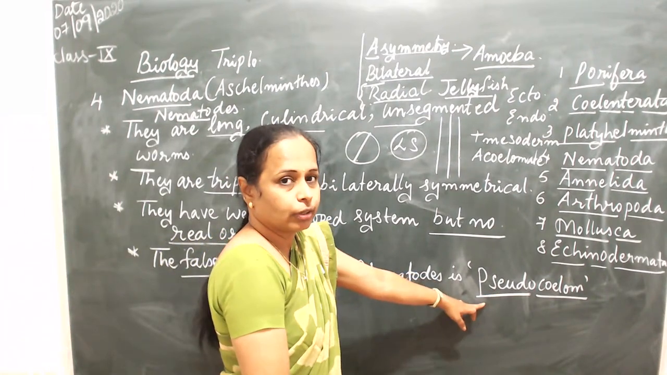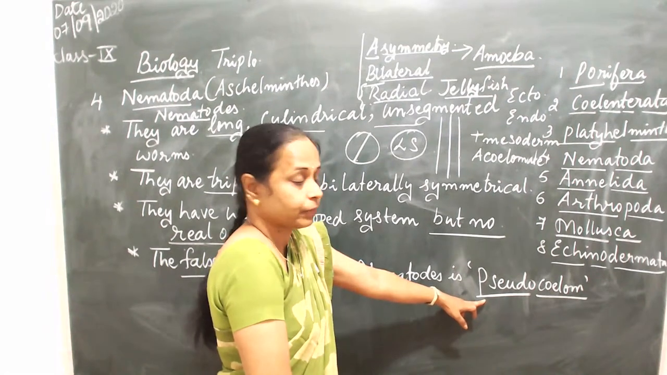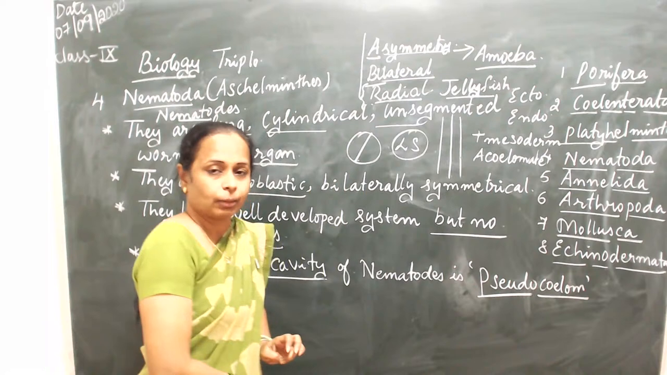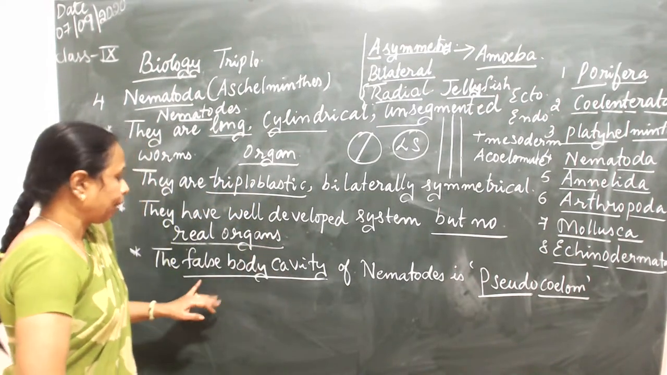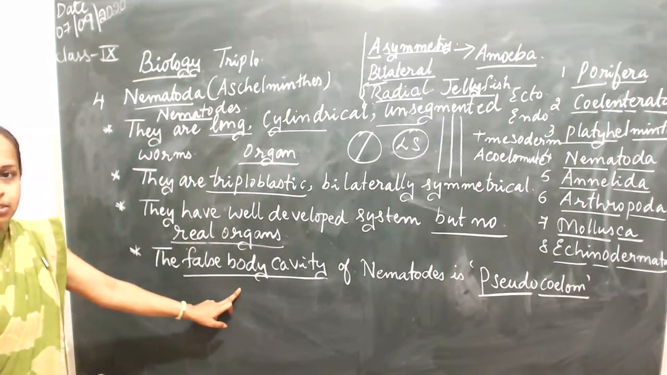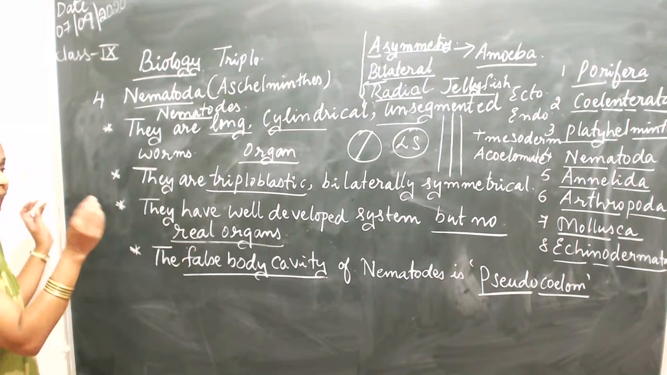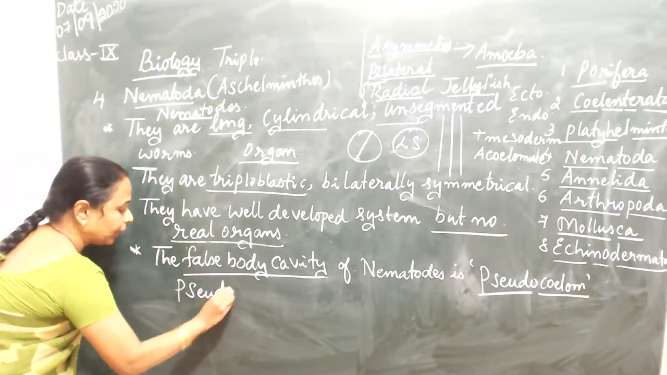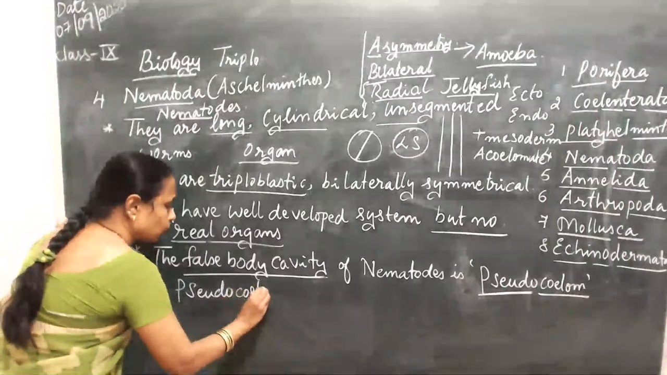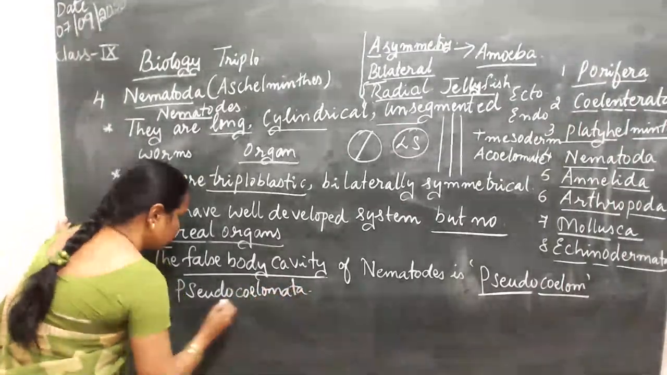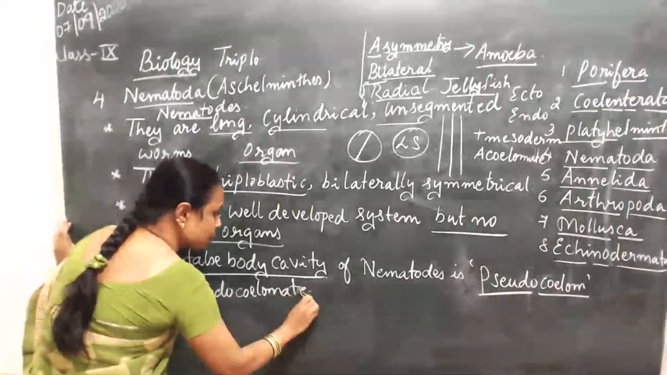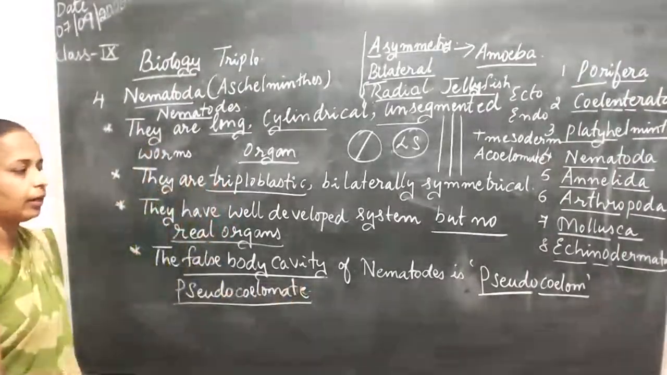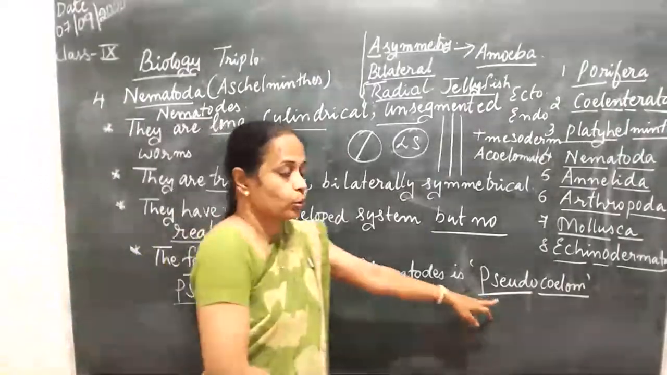Pseudopodia, locomotor organs in case of the protozoans, that is amoeba. So pseudo always stands for false, coelom always has to be kept in mind as body cavity. The phylum is called pseudocoelom, but when you are telling examples, then you will say pseudocoelomate. So whenever you are coming across the definition, be very, very careful what you are telling. If you are telling regarding the phylum, then you just say pseudocoelom.